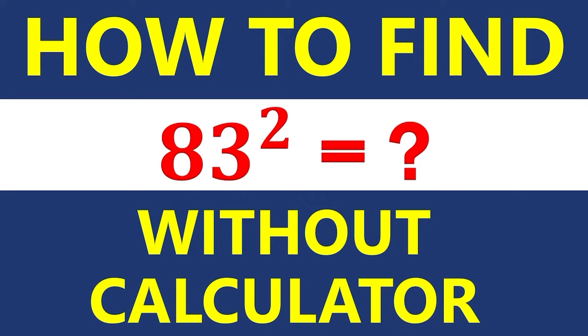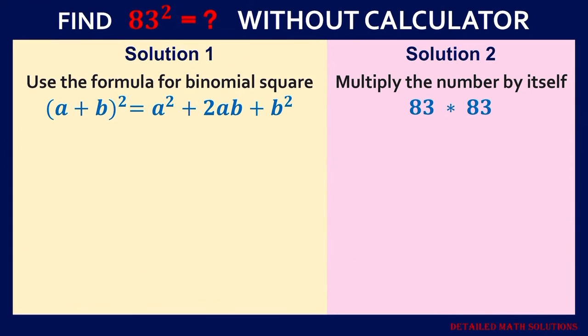In this video, I'm going to find the square of 83 without a calculator. This math problem can be solved in two ways. The first solution is by using the formula for binomial square: (a + b)² = a² + 2ab + b².